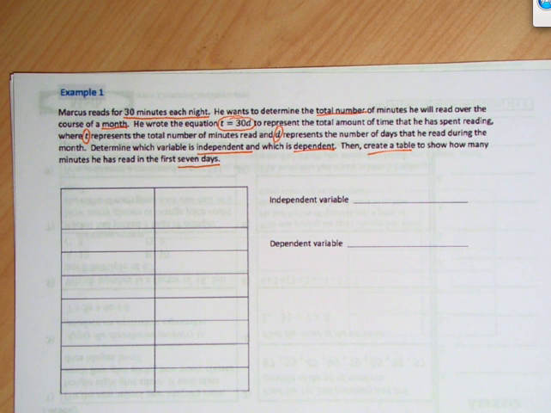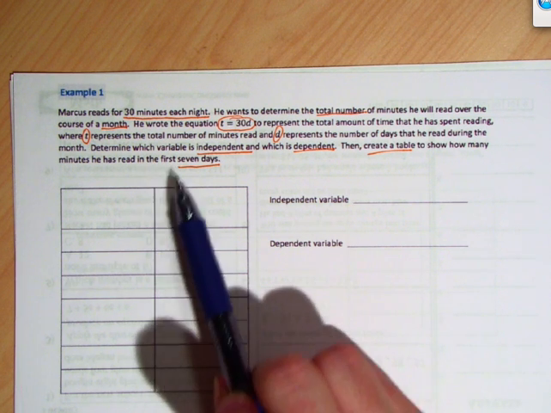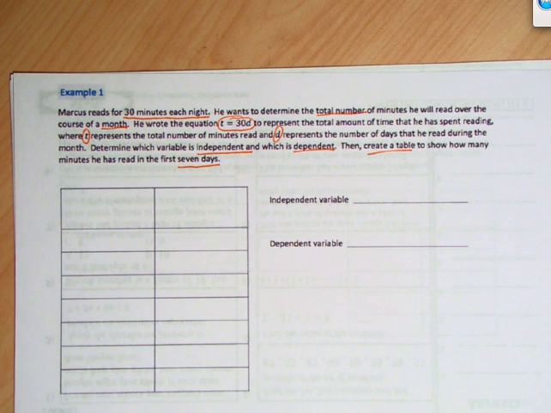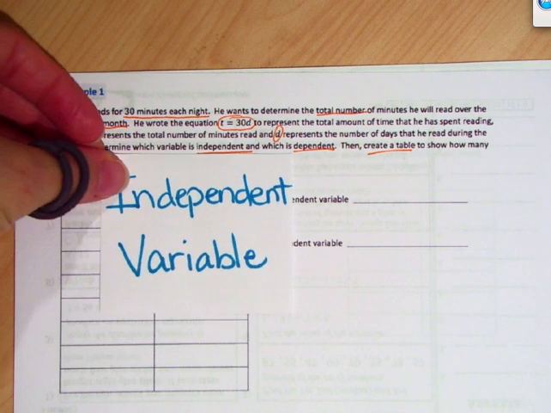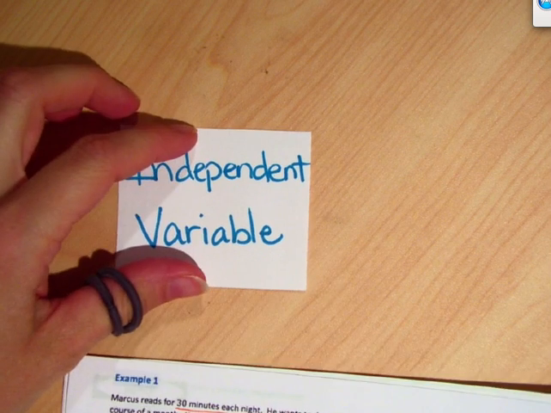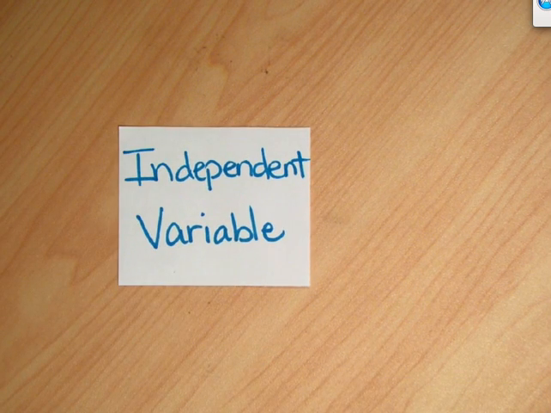The first thing that it wants us to do, it says, determine which variable is independent and which is dependent. These are new vocabulary words. Independent variable is your first vocabulary word. If you could put that in your ISN, move this out of the way so we can see it standing out there. An independent variable is independent of the other one. It changes no matter what. A lot of times in problems like this, it's going to be time, like days. No matter whether he reads or not, another day is going to pass. So the days are independent.